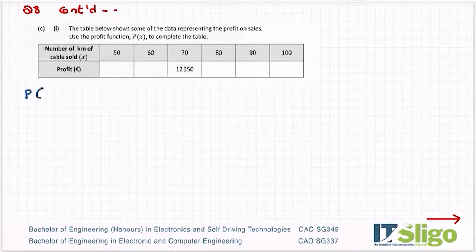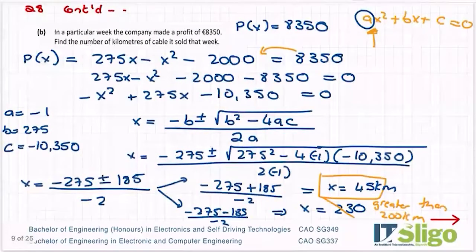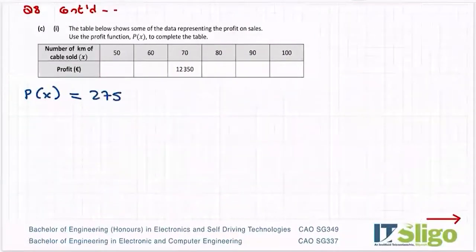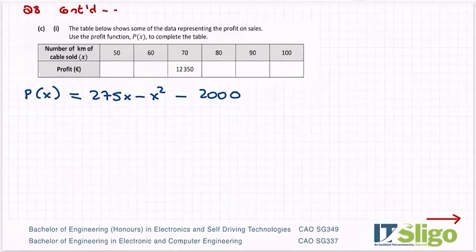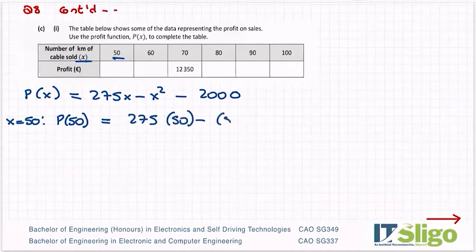So let me again write down that P of X function. It was 275X minus X squared minus 2000, wasn't it? Okay, so I have two ways I can do this. On the top is my x values, which is 50. So when x is equal to 50, I can also write that as P of 50. You don't have to be able to do that. That's just maths lingo. But basically, you're subbing in 50 and working it out. You're then doing P of 60.